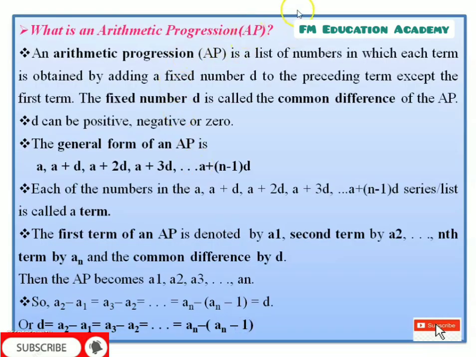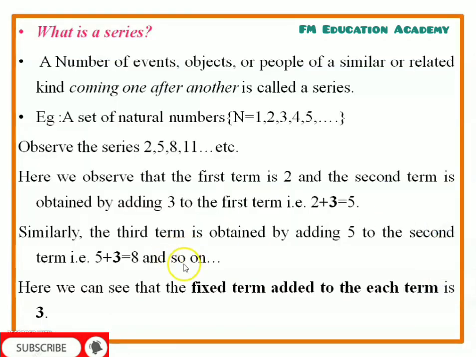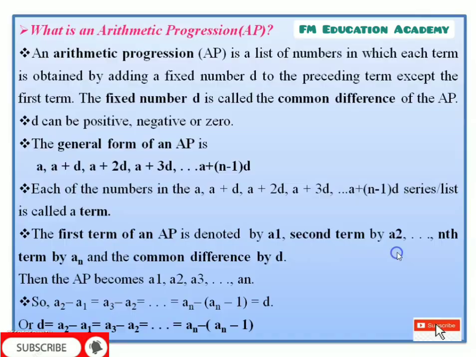So what is an arithmetic progression? An arithmetic progression, AP, is a list of numbers in which each term is obtained by adding a fixed number d to the preceding term, except the first term. Here in this case, we are adding 3 to all the numbers. So in arithmetic progression also, we add a particular number to all the numbers except the first term. This fixed number is called D, and it is also called the common difference. And this D can be either positive, negative or 0.